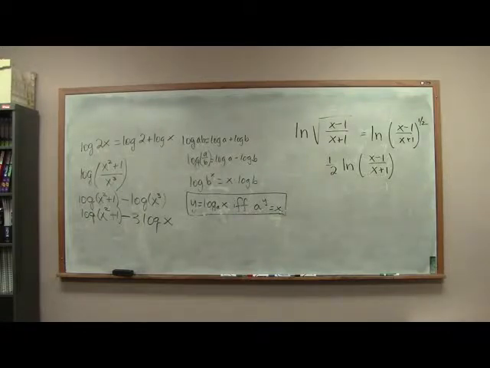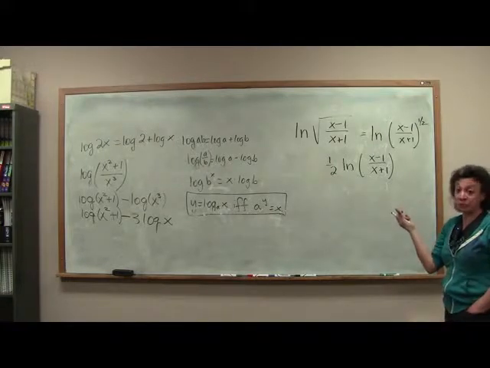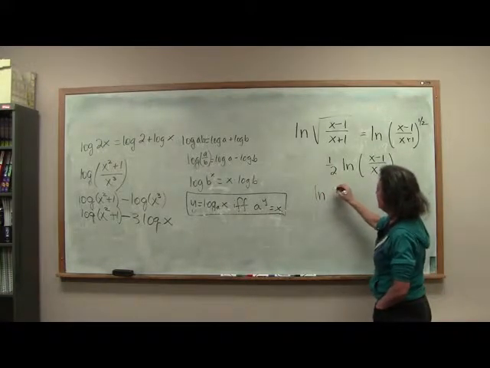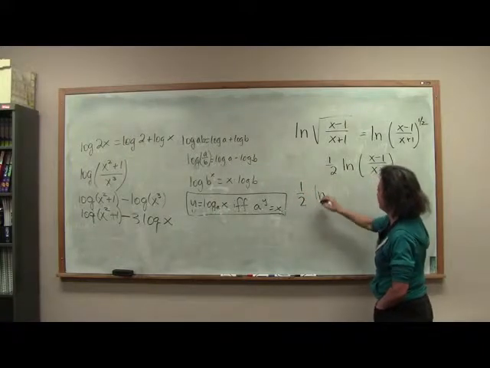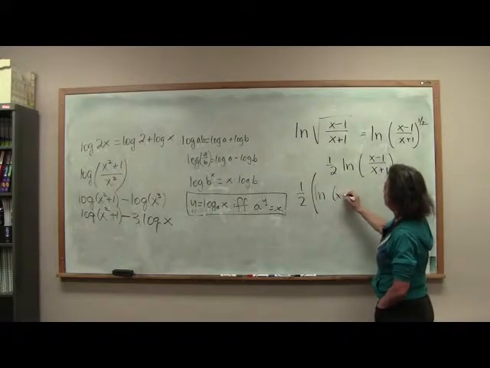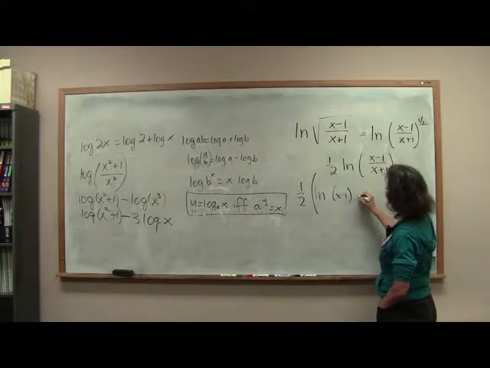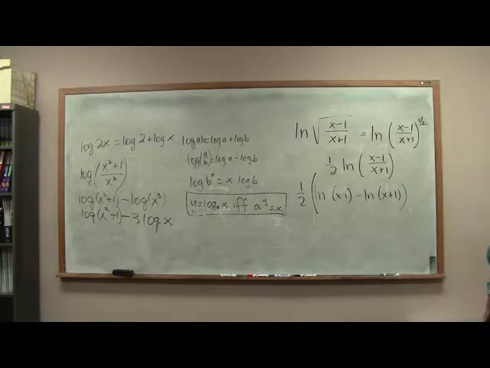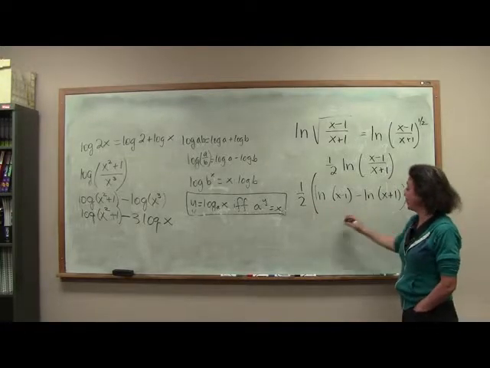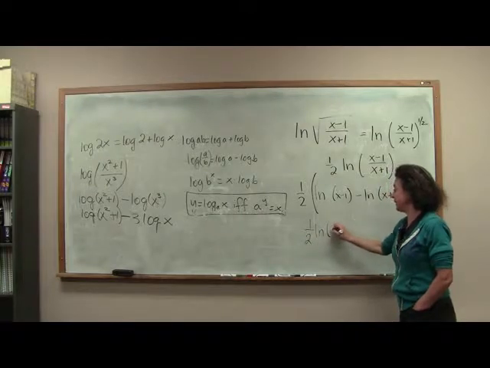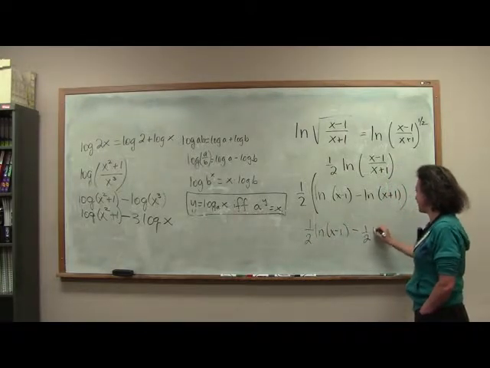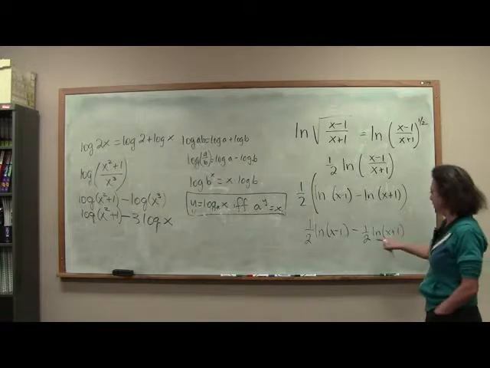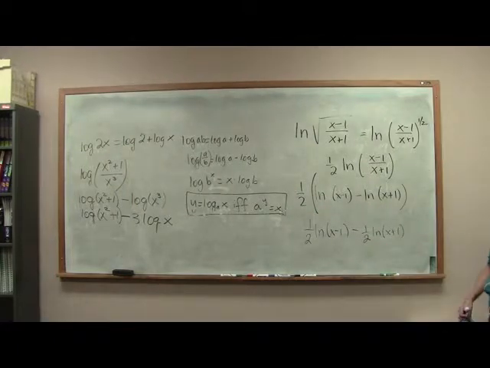Am I done? I'm not done. I've gotten rid of the powers, but now I've got a quotient still. So I would write that as 1/2 times the natural log of x minus 1 minus the natural log of x plus 1. Now, you could either leave it like that, or you could bring your exponent in. Either one is entirely acceptable. Notice I referred to this as my exponent because that was where the 1/2 initially came from.